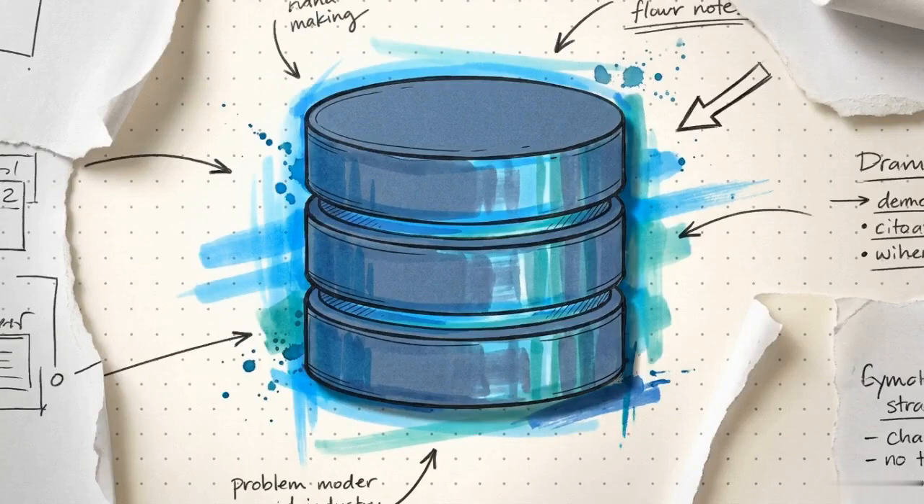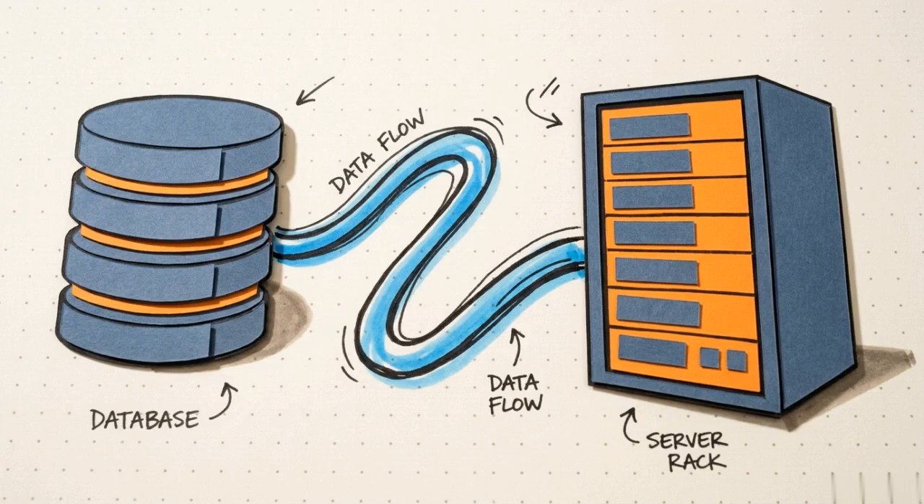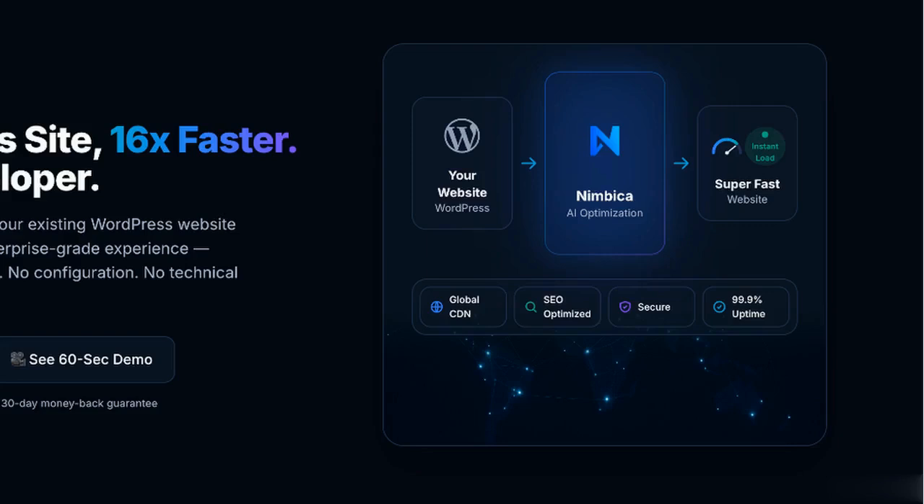We don't have to abandon the dynamic databases that make publishing easy. We just need an automated translator that sits between the dynamic WordPress backend and that static edge. Platforms like Nimbika provide that exact bridge. This workflow diagram shows how it functions. It takes a standard WordPress site, runs it through an AI optimization engine, and automatically outputs a static experience.